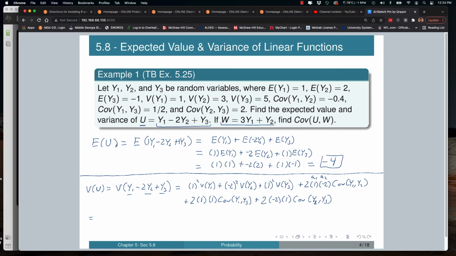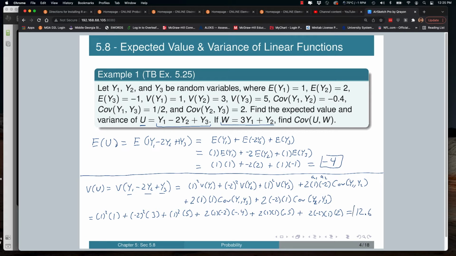So that's just going to be 1 squared times the variance of Y sub 1, which was 1, plus negative 2 squared times the variance of Y sub 2, which was 3, plus 1 squared times the variance of Y sub 3, which was 5, plus 2 times 1 times negative 2 times the covariance of Y sub 1, Y sub 2, which was negative 0.4, plus 2 times 1 times 1 times the covariance of Y sub 1, Y sub 3, which is 0.5, plus finally 2 times negative 2 times 1 times the covariance of Y sub 2, Y sub 3, which is 2. If you sum all that up together, you end up getting 12.6.